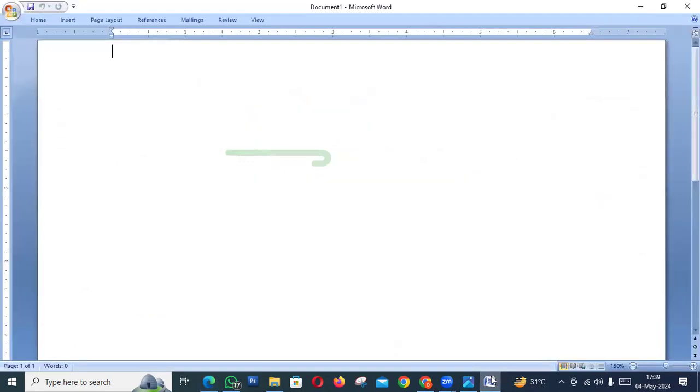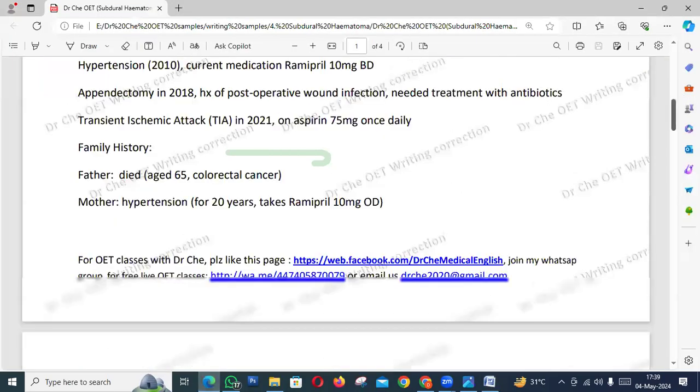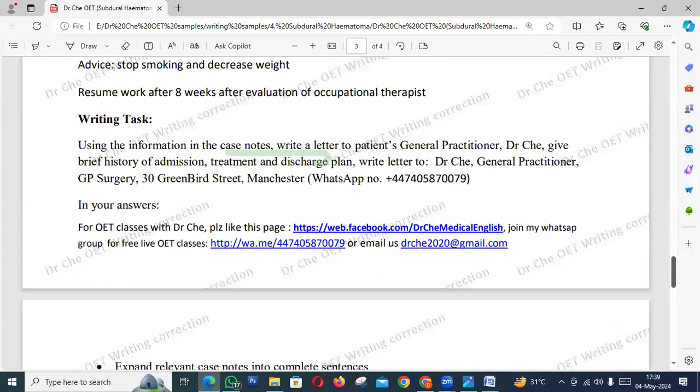Okay. Now, when you start writing the letter, maybe some of you are new here. First, you need to write the greeting part. The greeting part is very easy. You don't need to waste a lot of time. What you need to write? Dr. Che, general practitioner. You need to write this information, okay?